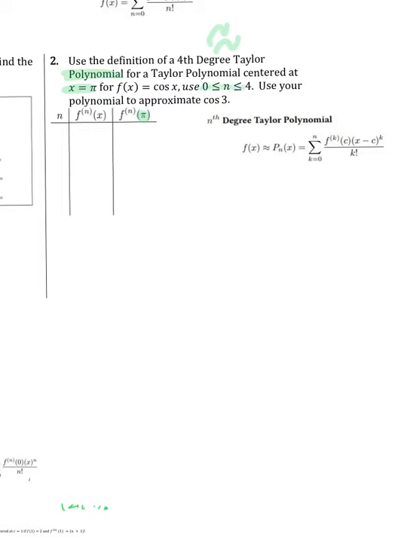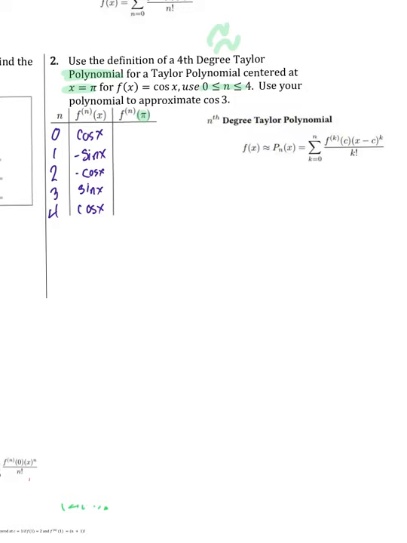So based on all this information that we were just given, we're going to go ahead and fill in the table. So I know that my n values are going to go 0, 1, 2, 3, 4. I know that my original function is cosine of x, and then I'm going to take derivatives, so negative sine of x, negative cosine of x, sine of x, cosine of x.